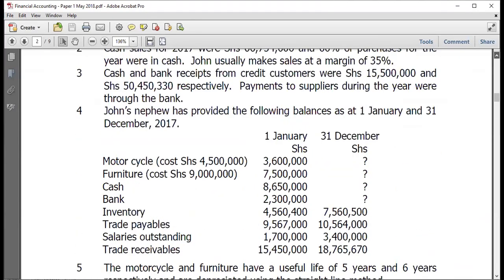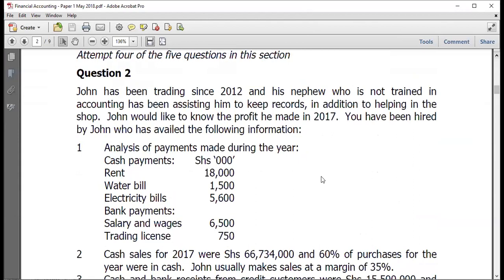So we get to our question and read through to conceptualize what exactly is being examined here. They are saying that John has been trading since 2012, and his nephew, who is not trained in accounting, has been assisting him to keep records, in addition to helping him in the shop, okay? John would like to know the profit he made in 2017. You have been hired by John, who has availed you the following information, okay?